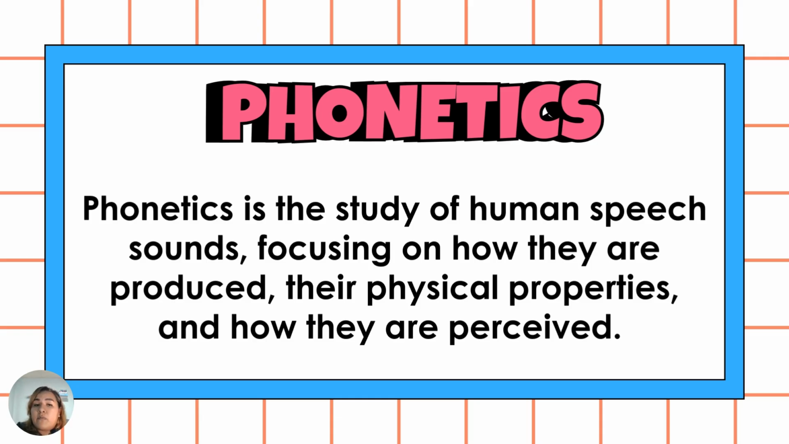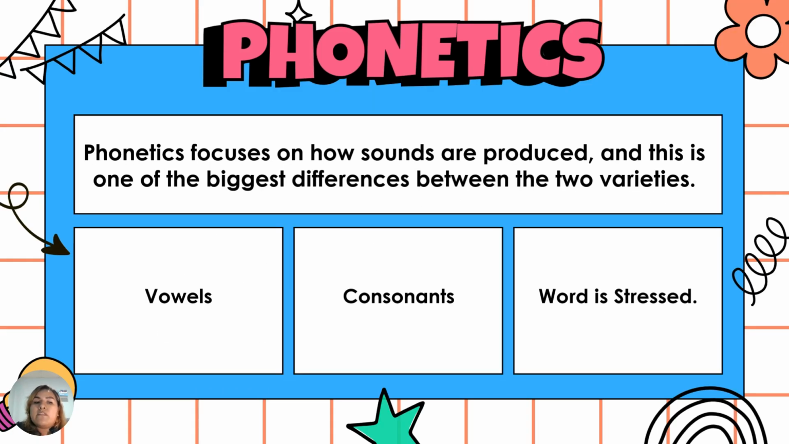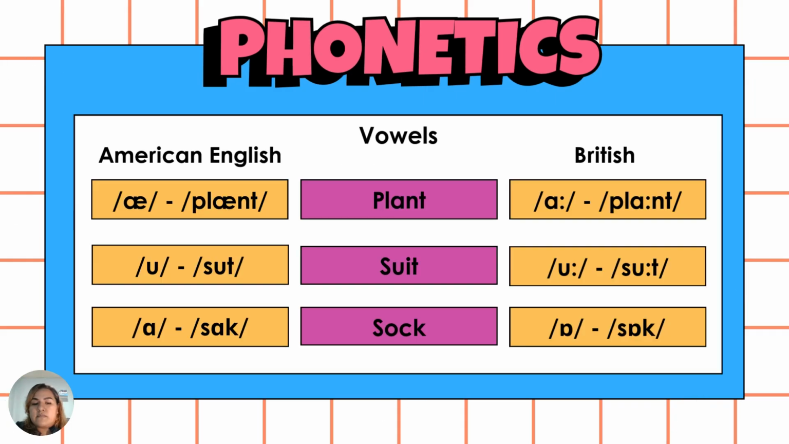In the phonetics part, what is phonetics? Phonetics is the study of human speech sounds, focusing on how they are produced, their physical properties, and how they are perceived. Phonetics focuses on how sounds are produced, and this is one of the biggest differences between the two Englishes, British and American English: vowels, consonants, and word stress.